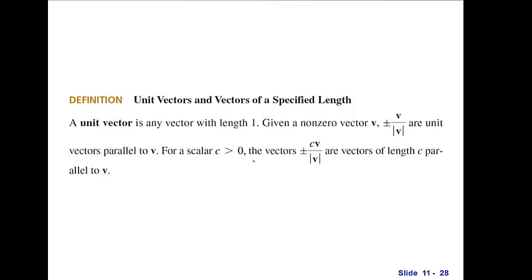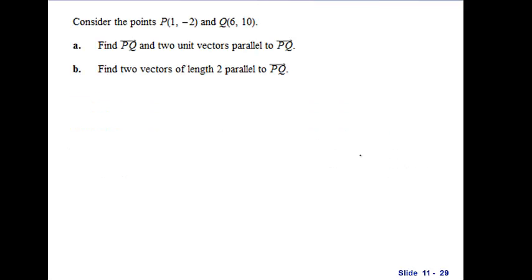The definition: a unit vector is any vector with length 1. Given a non-zero vector v, plus or minus v over the magnitude of v are unit vectors parallel to v. For scalar c greater than 0, the vectors plus or minus c v over the magnitude of v are vectors of length c and parallel to v. Let's take a look at the example. This way we get a better understanding of what we are doing here.